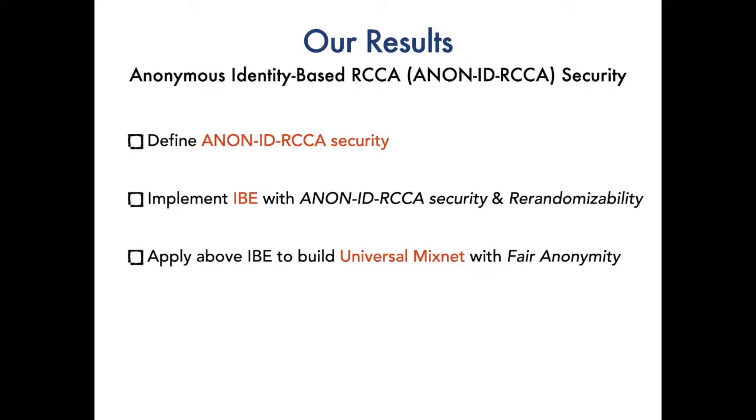Here are our main results. First, we define a new security notion called anonymous identity-based RCCA security for IBE. Then, we implement a concrete IBE scheme that satisfies anonymous ID RCCA security and randomizability. Finally, we apply this IBE scheme to build an identity-based universal mixnet with fair anonymity.